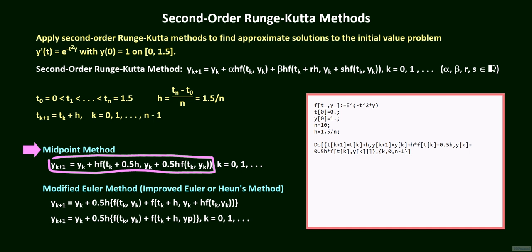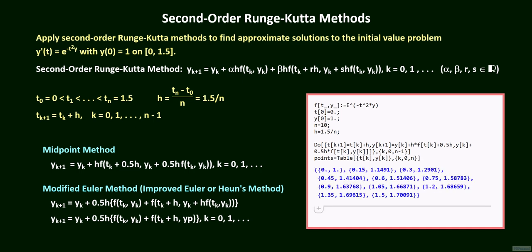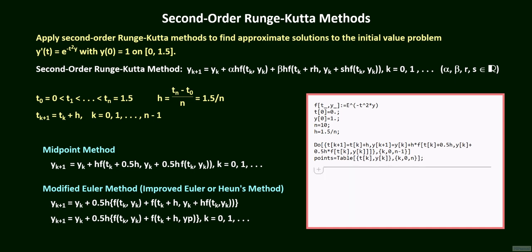We call the set of points of the approximate solution points, and we use the table command. Inside the table command, we have the pair of coordinates t sub k and y sub k. K goes from 0 to n. We execute the entire code to see on screen the coordinates of the points of the approximate solution. We suppress the on-screen output of these coordinates by typing a semicolon at the end of the points command, and re-execute the entire code. We now plot these points.